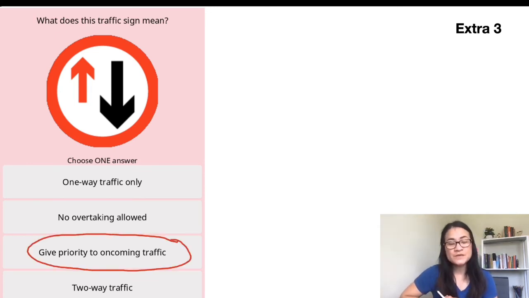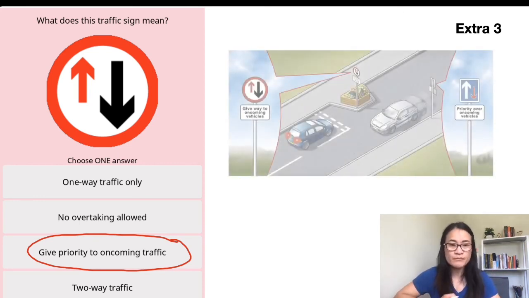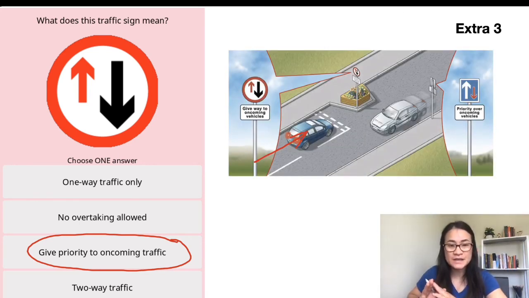What is the situation? What kind of road will you see this sign on? Let's have a look at this picture here. You will see this sign when the road is very narrow and only one car can get through the gap at a time. So they have to show who has priority and who gives way to whom. In this picture, the left lane has to give way to the oncoming car.